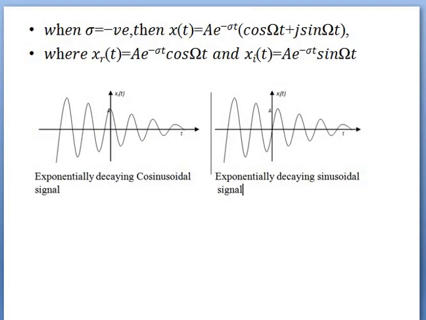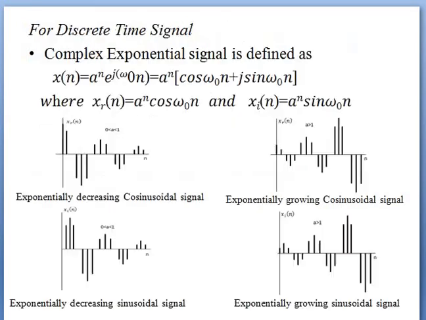When sigma is negative, then x of t equal to A e power minus sigma t into cos omega t plus j sin omega t. The real part is A e power minus sigma t cos omega t, and the imaginary part is A e power minus sigma t sin omega t. Here the decaying exponential cosinusoidal and sinusoidal signals are shown in the figure.